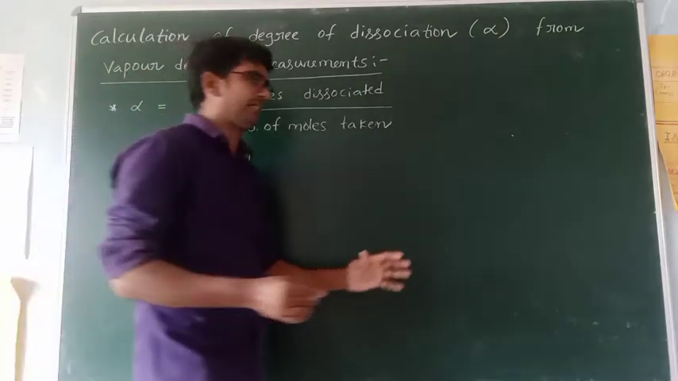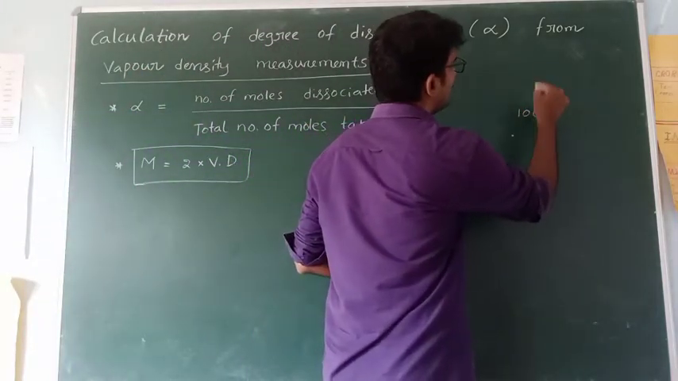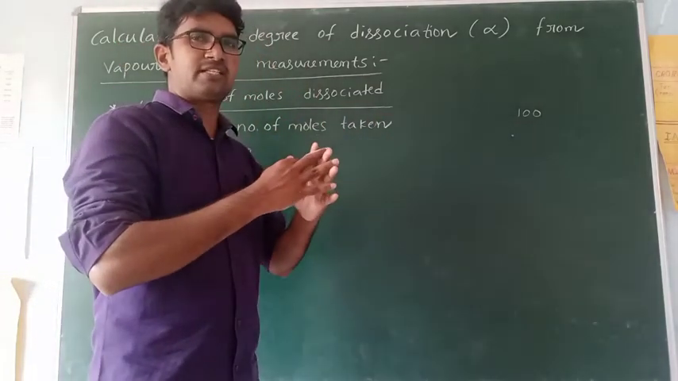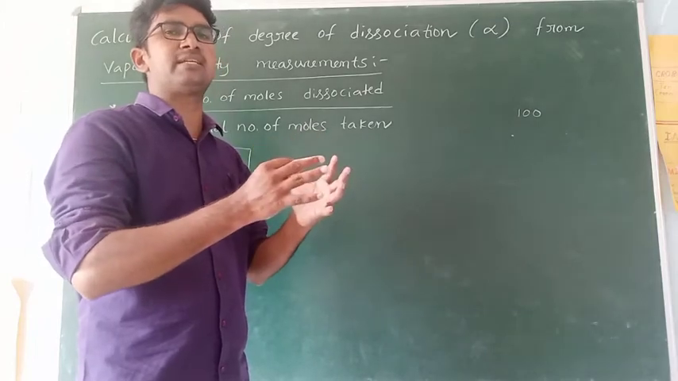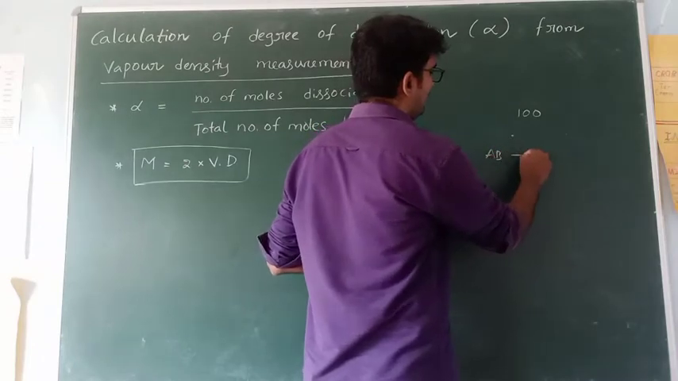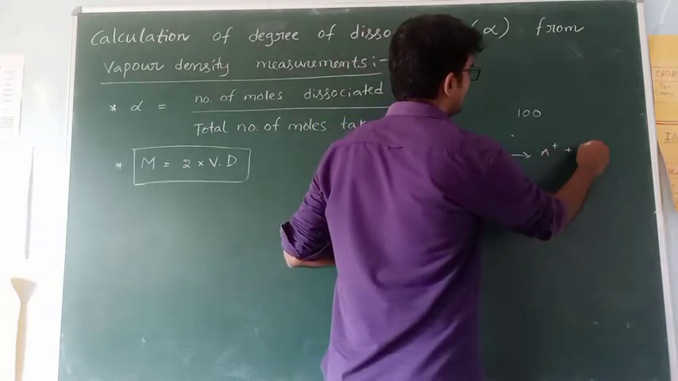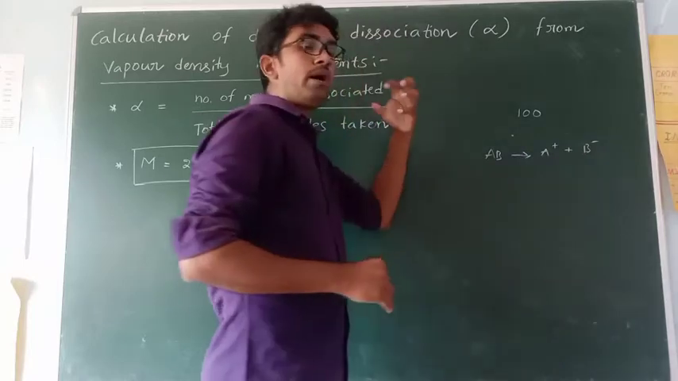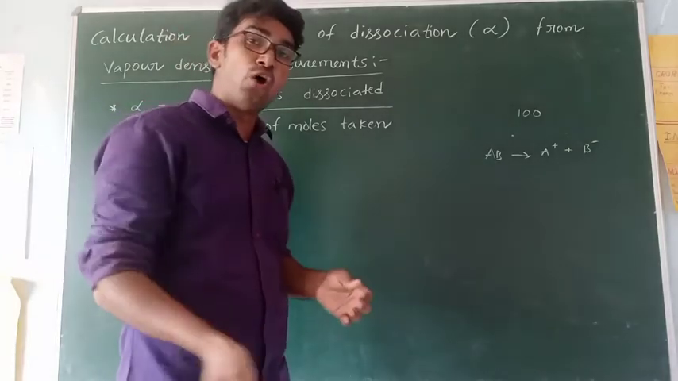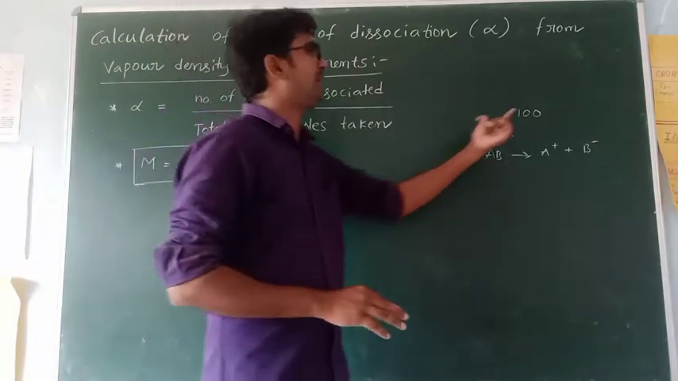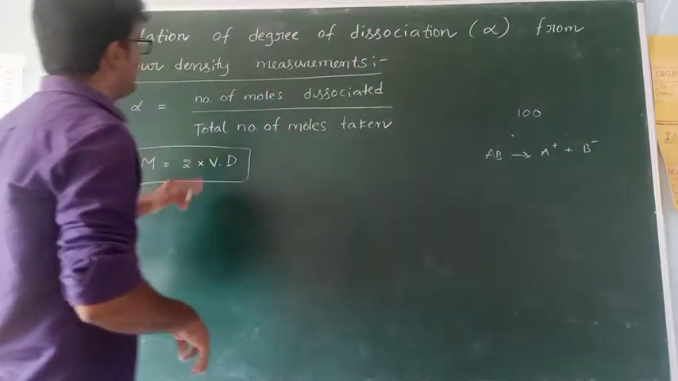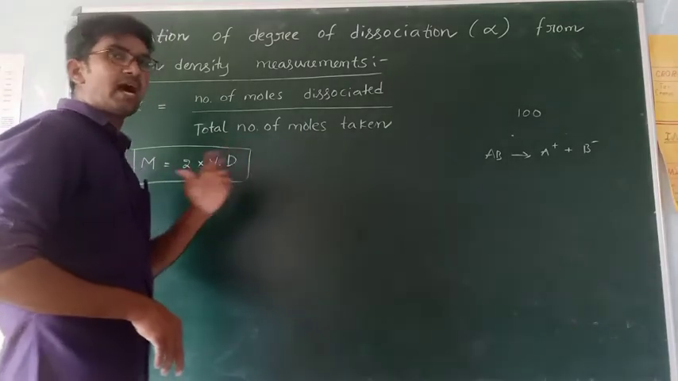For example, in one reaction, 100 moles are taken. Of those, how many moles are dissociated? Say AB is the reactant, and this AB is dissociated as A plus B minus. Take, for example, 100 moles in total in that particular reaction. Then how many moles are dissociated? For example, only 60 moles are dissociated. Then what is the alpha value? 60 by 100. That is the alpha.